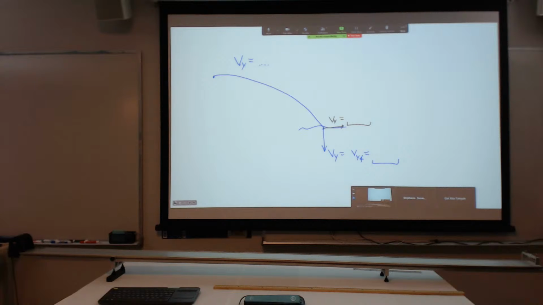And the question now is, how can you use these two numbers to calculate the speed? What do we need to use?